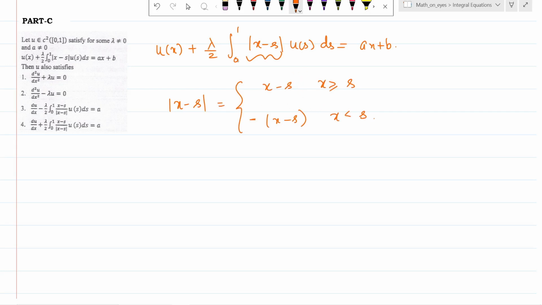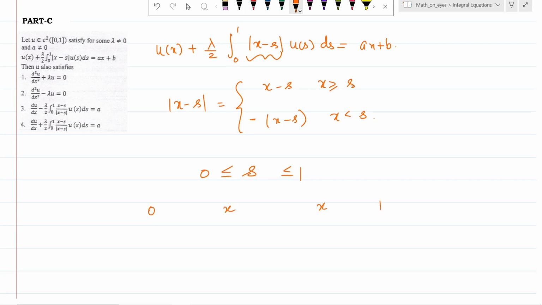Now here it is moving from 0 to 1, so this is the limit of s. The s has the limit from 0 to 1. So I have to split it in such a way that it should involve x. So I'm going to replace the 0 to 1 by 0 to x and x to 1.